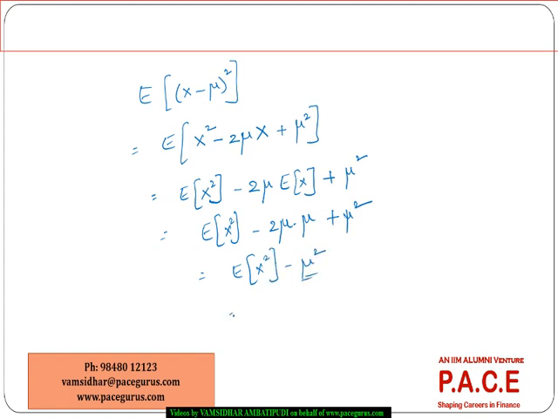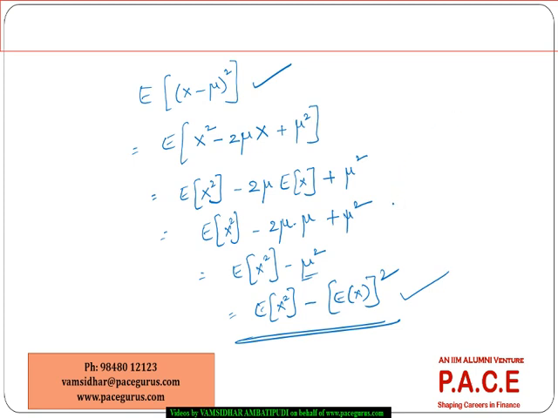Mu is nothing but the expected value of x. So typically I can write it as expected value of x squared minus expected value of x, whole squared. So this is the definition of the variance. These two definitely are not equal, and if they are equal, it means that the variance is 0. So there is no variance, there is no standard deviation. So you can either remember the earlier formula for variance, or you can remember this kind of formula.